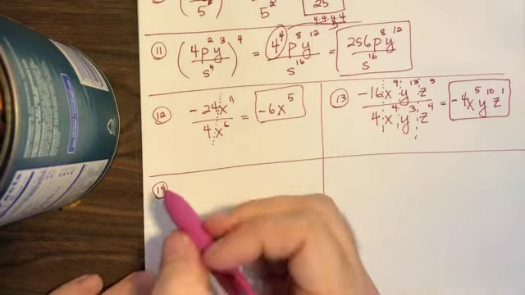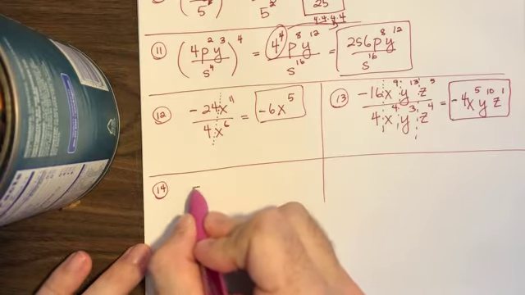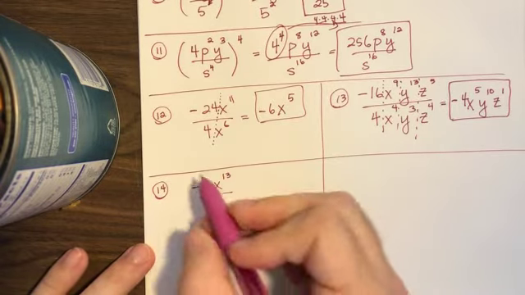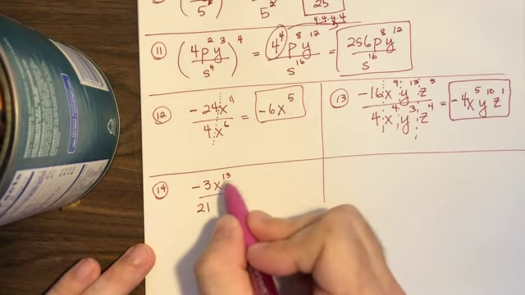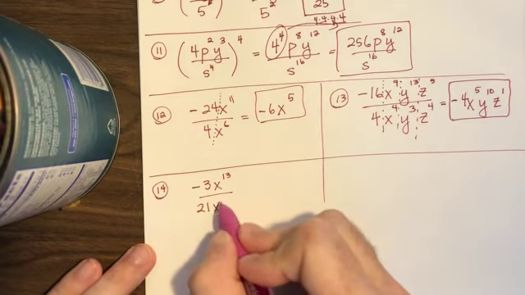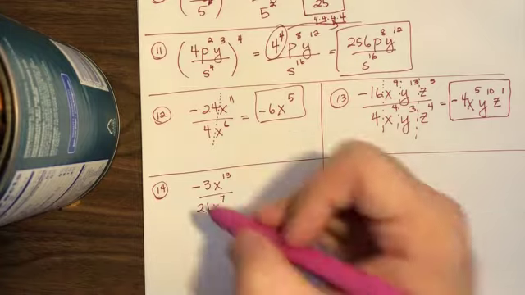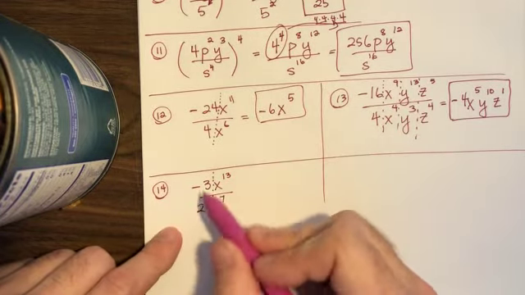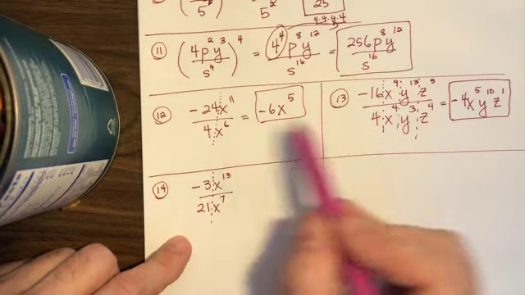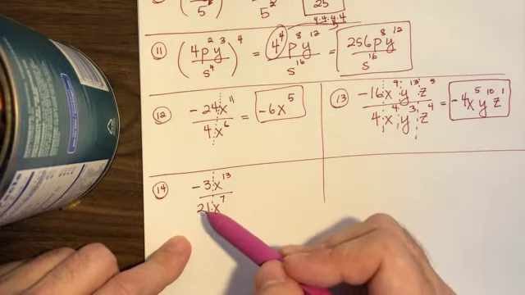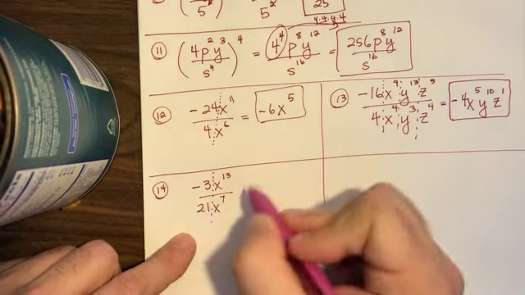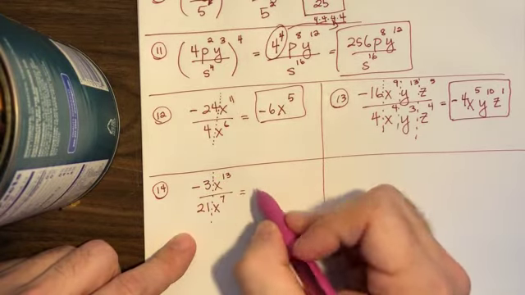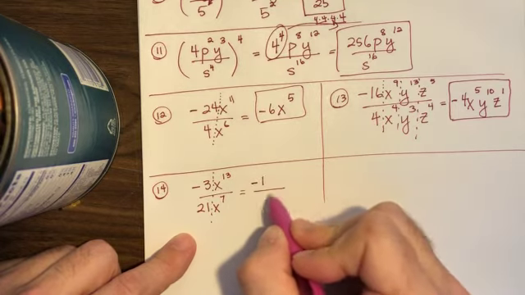Okay, now this number 14 is a little tricky. Not too bad, but I do want to look at it. So we have negative 3x to the 13th divided by 21x to the 7th. And if we divide this up again, we can see with the numbers, it doesn't work quite like it did in the previous two problems because the larger number is in the bottom. So we have to treat it like it's a fraction and reduce it. Divide by 3 in both the top and bottom, and you get -1/7.